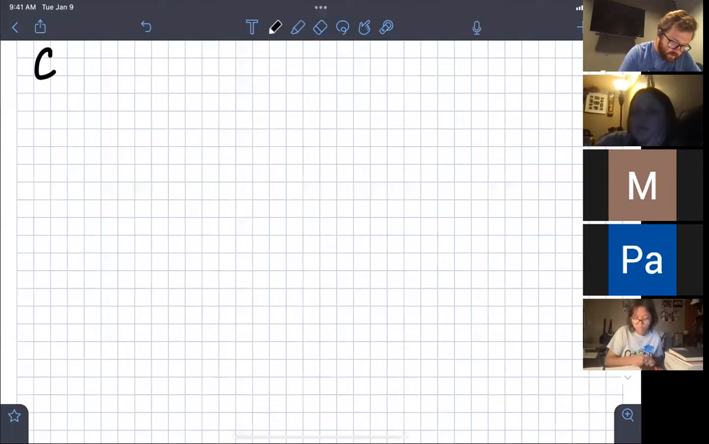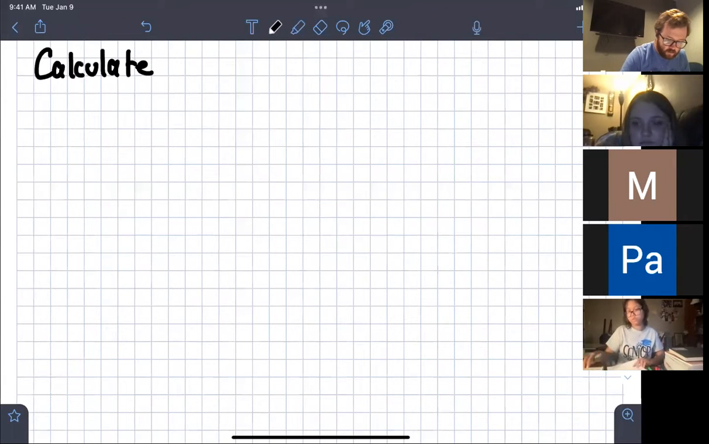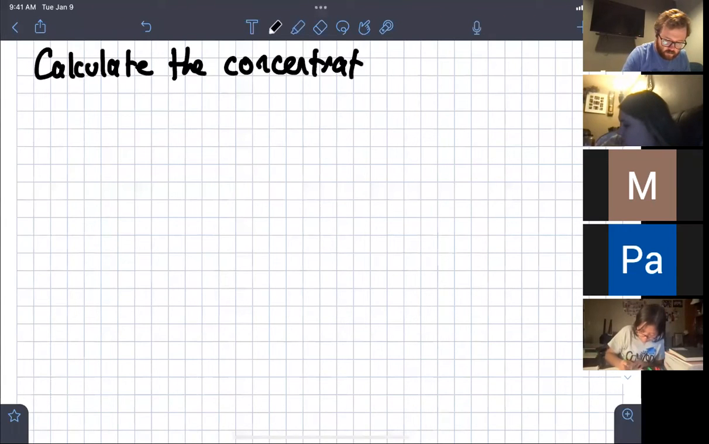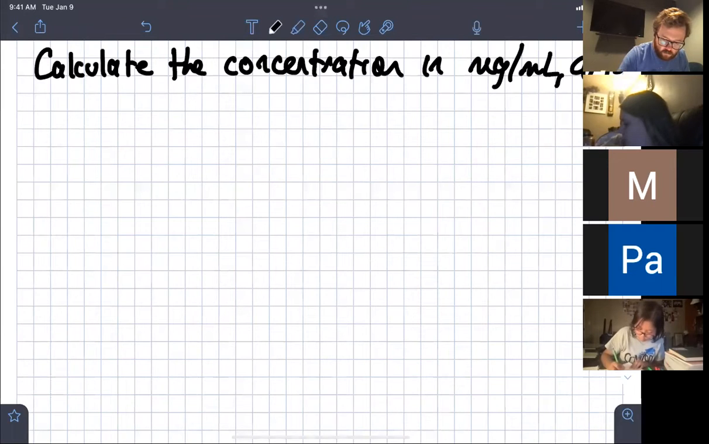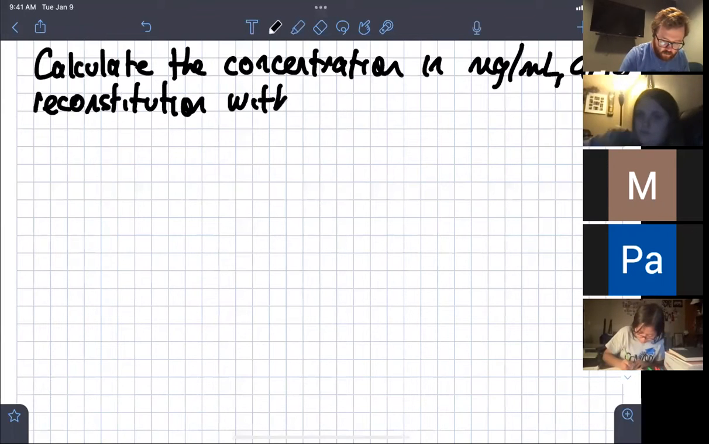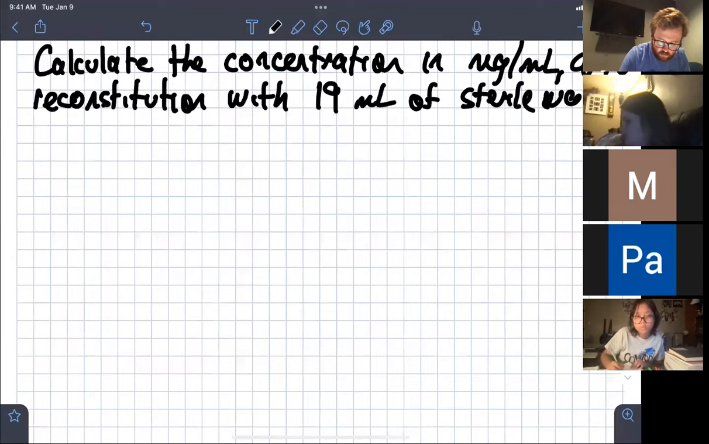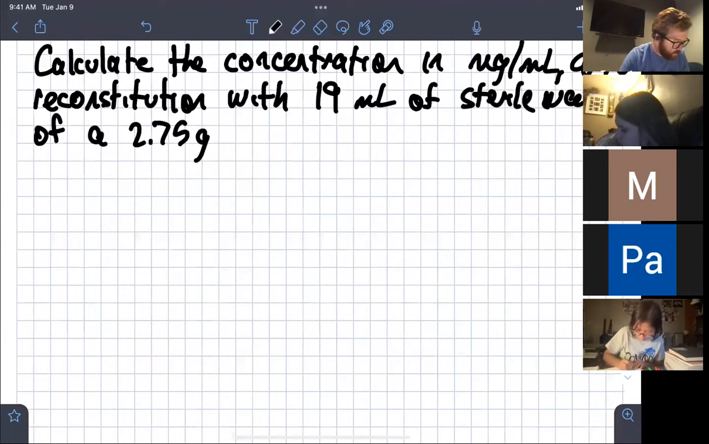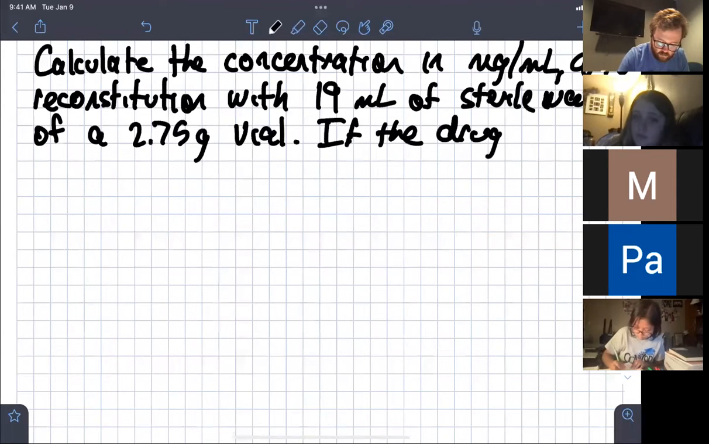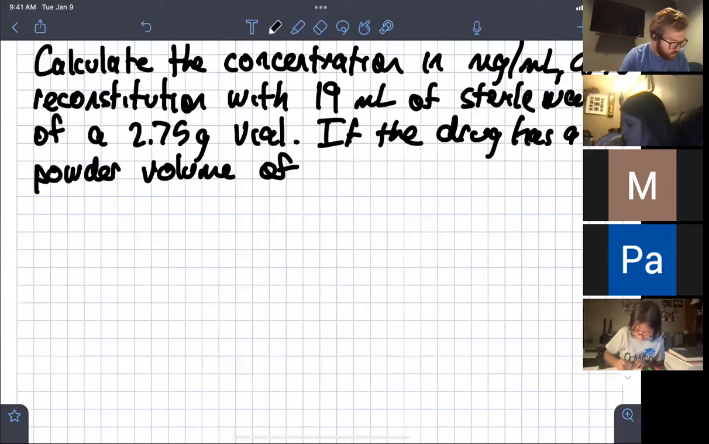Okay, so this one says: calculate the concentration in milligrams per milliliter after reconstitution with 19 mils of sterile water of a 2.75 gram vial, if the drug has a powder volume of 2.2.